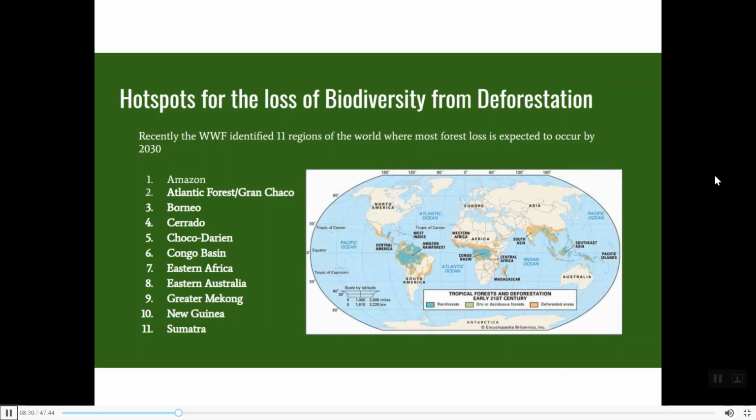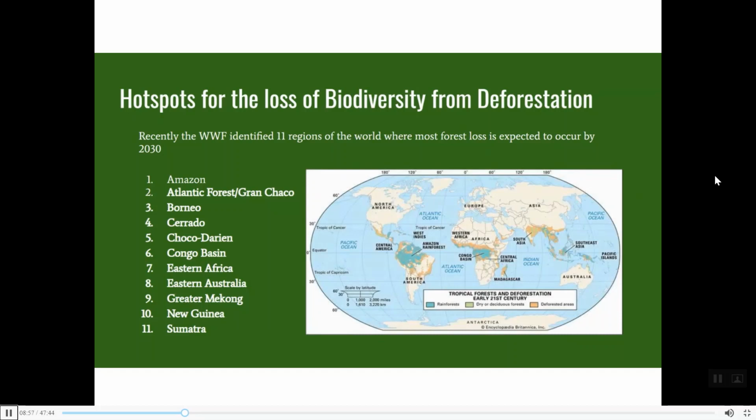So I'm going to give you guys a little bit of understanding of what each of these regions is facing. The Amazon is the world's largest forest. It's also the site of the biggest projected losses by 2030. This is mostly due to cattle ranching and agriculture, as they are the dominant causes of deforestation in that region.